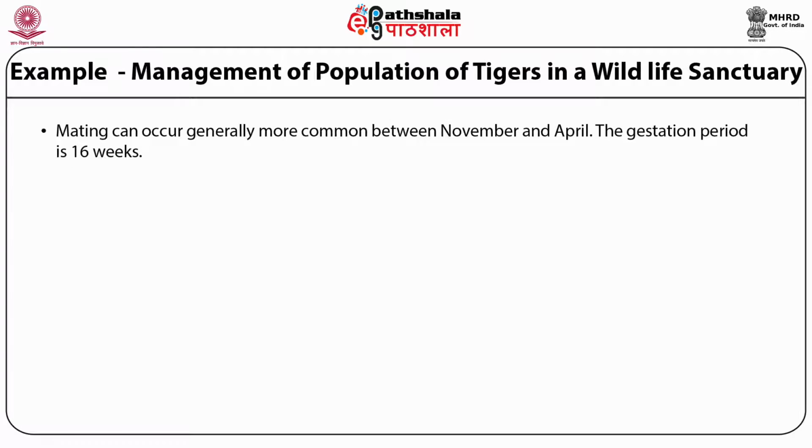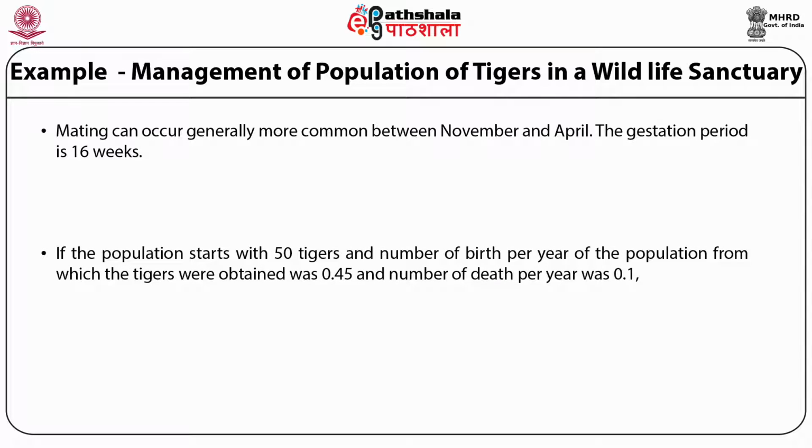Mating occurs generally more commonly between November and April. The gestation period is 16 weeks. The population starts with 50 tigers, and the number of births per year of the population from which the tigers were obtained was 0.45, and the number of deaths per year was 0.1.